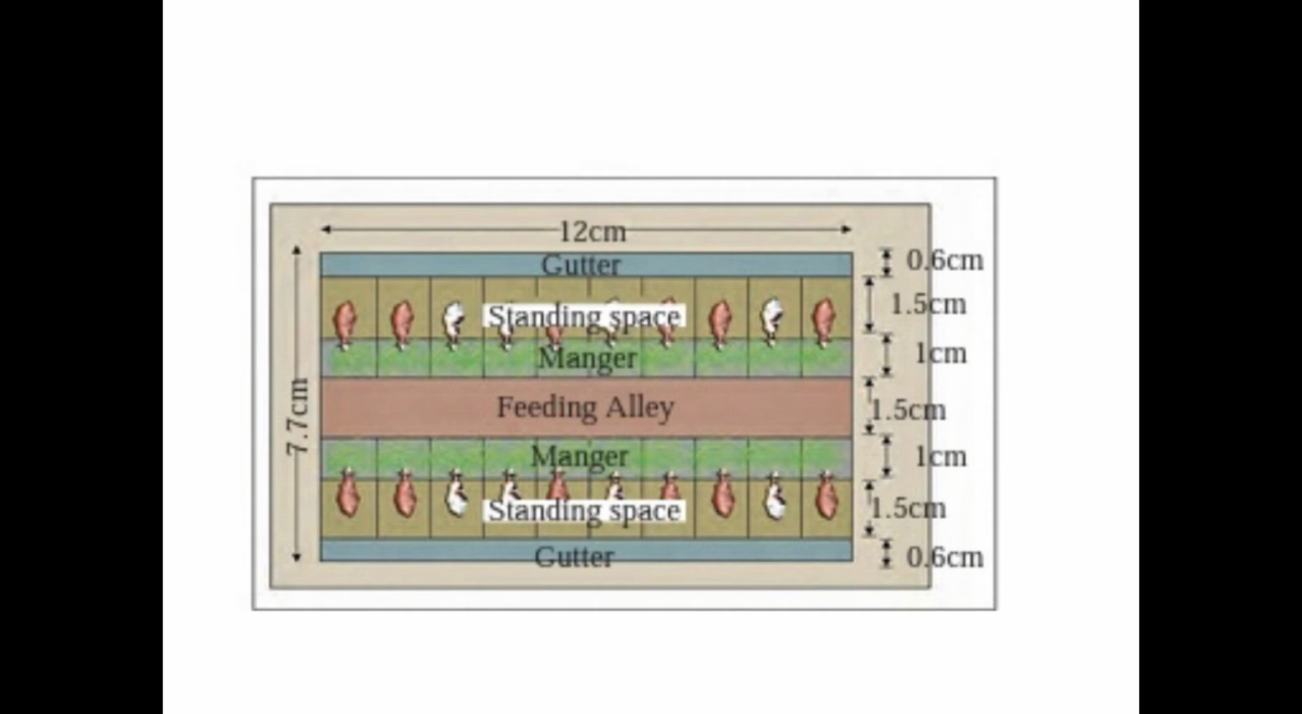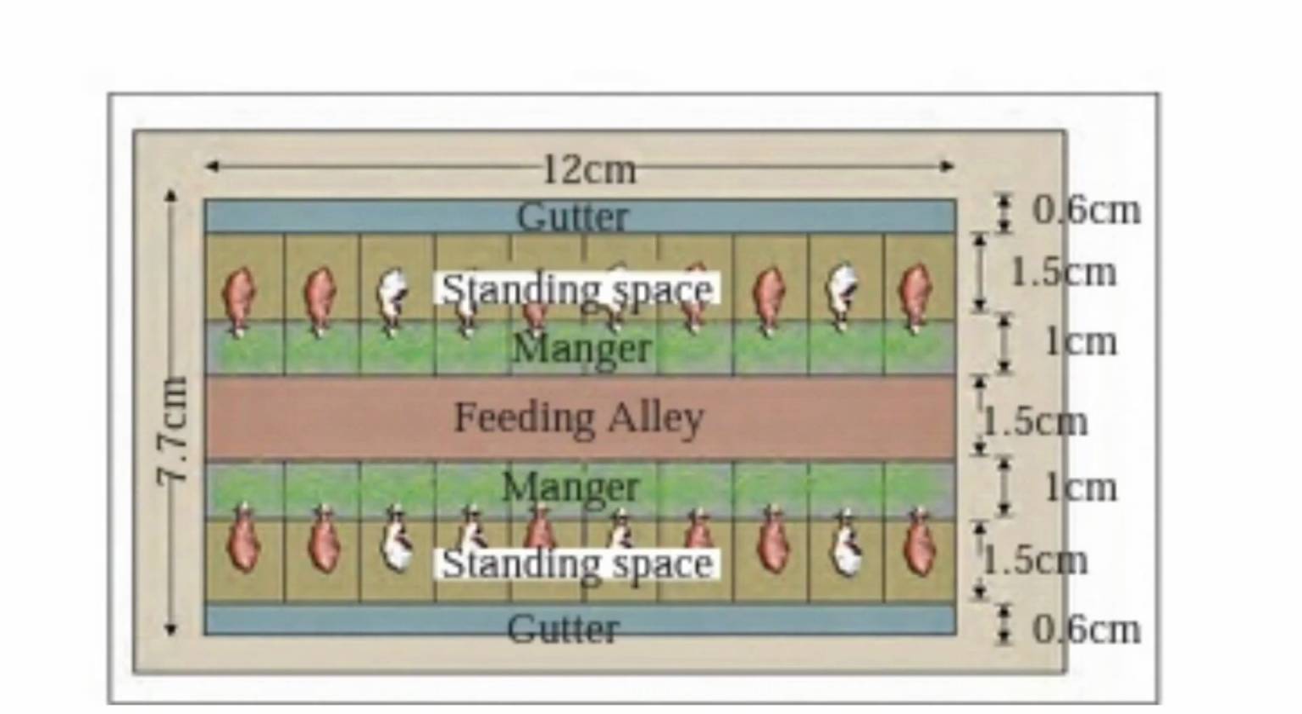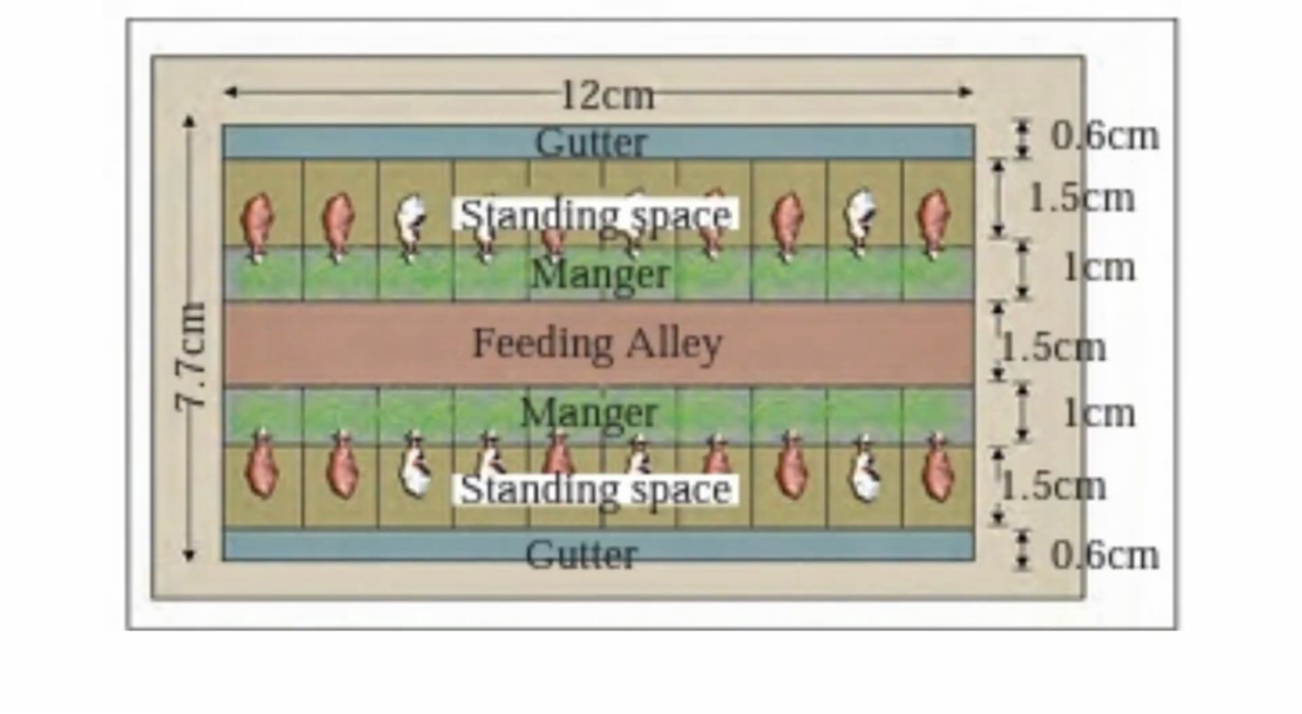Now this is a sketch of head to head system. You can see at the center there is the feeding alley. Feeding alley means the space from where the person who is going to provide the feed can move. I am highlighting it. Then this is the manger. In this system, the manger is shown separately for two rows, and the feeding alley is provided at the center. But in many cases, this feeding alley is very short and the mangers are common.